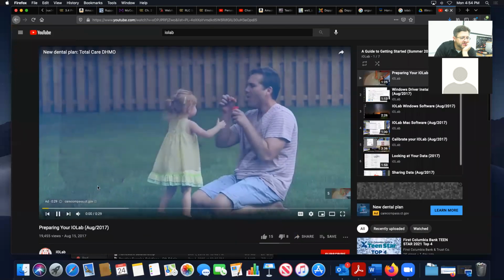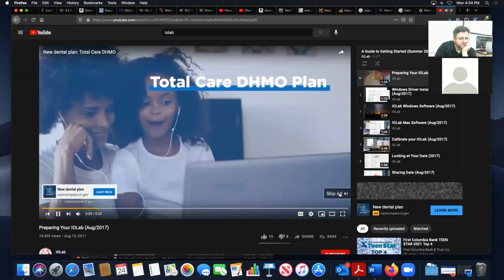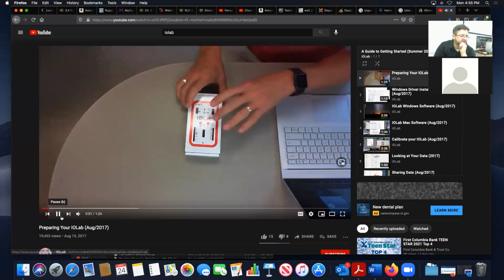It's a good way to Connecticut State employees, a new dental plan is available to you. Okay, The Stan. Total Care DHMO plan has a little. Everybody has to make money with their advertisements.